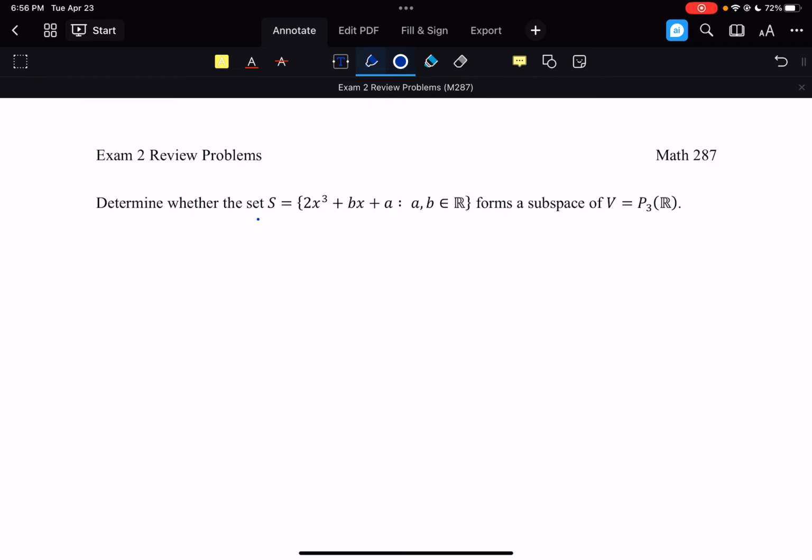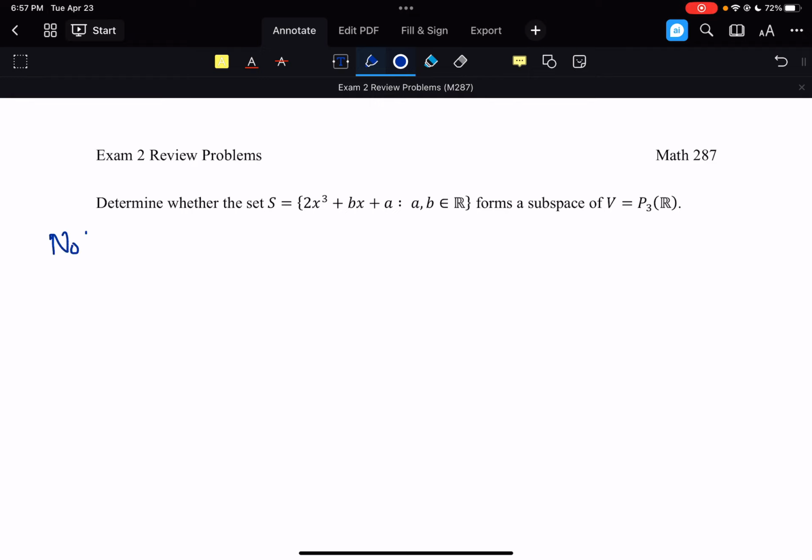Determine whether the set S, which is a polynomial of this form, 2x cubed plus bx plus a, where a and b are real numbers, forms a subspace of P3 of R, which is the vector space of all polynomials of degree 3 or less. So S definitely is a subset of V, but does it form a vector space in its own right? The actual solution to this can go very quickly if you remember the zero vector check. Every subspace of a vector space has to have the zero vector in it also. If it doesn't, it cannot be a subspace.